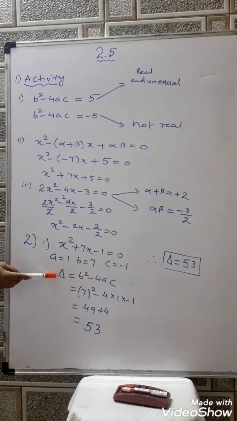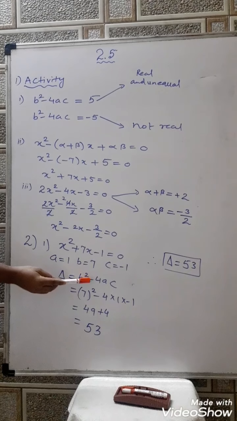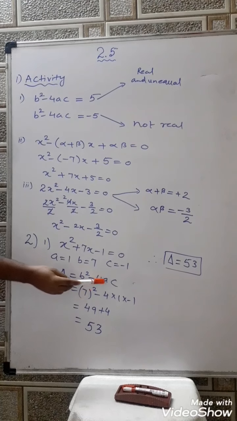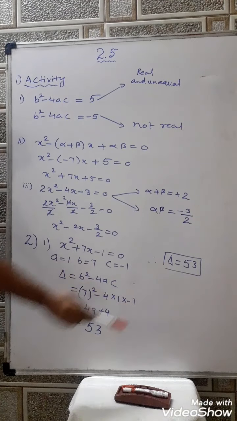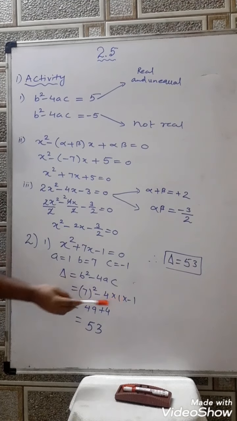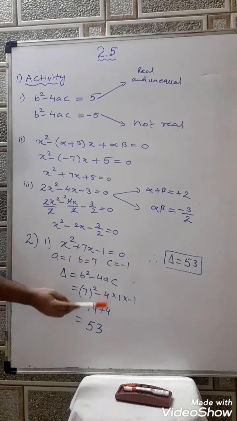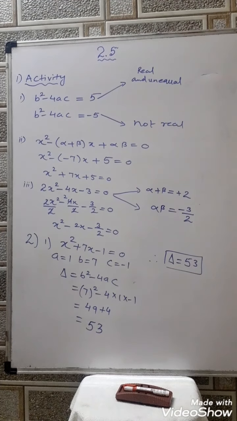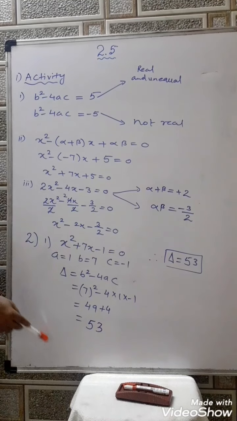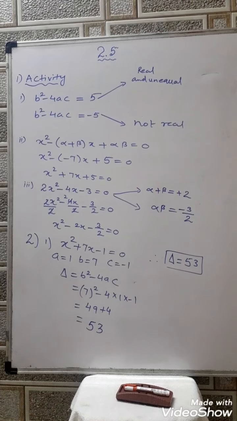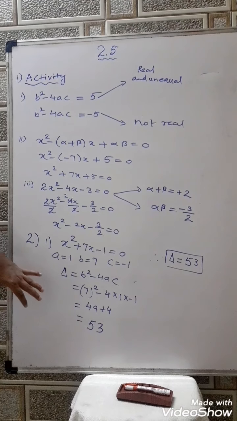Now discriminant delta equals b square minus 4ac. The b value is 7, a value is 1 and c value is minus 1. So the square of 7 is 49, minus minus you get a plus 4. 49 plus 4 you get in the end is 53. It means the discriminant equals 53. This way you have to find the remaining answers.